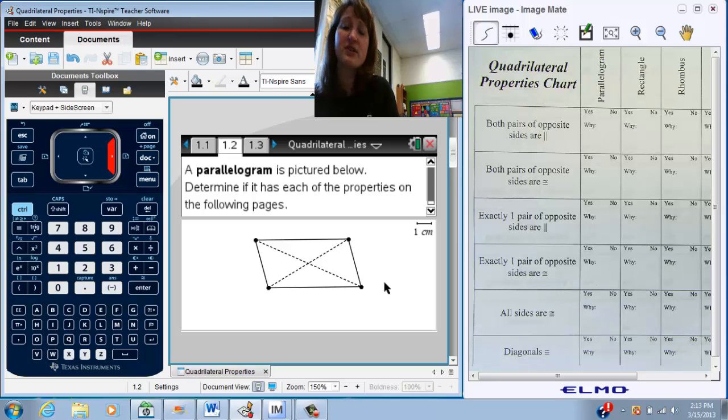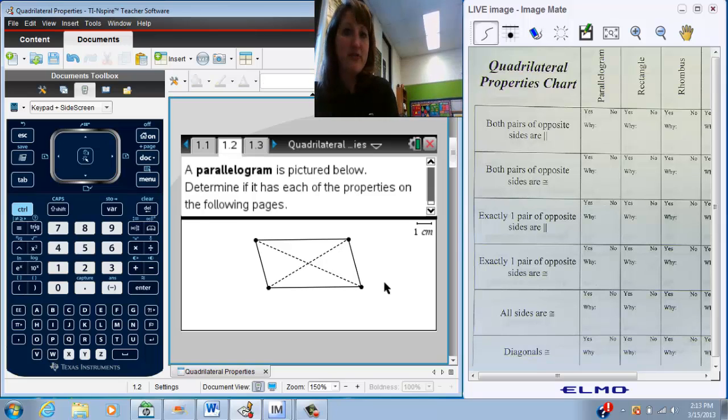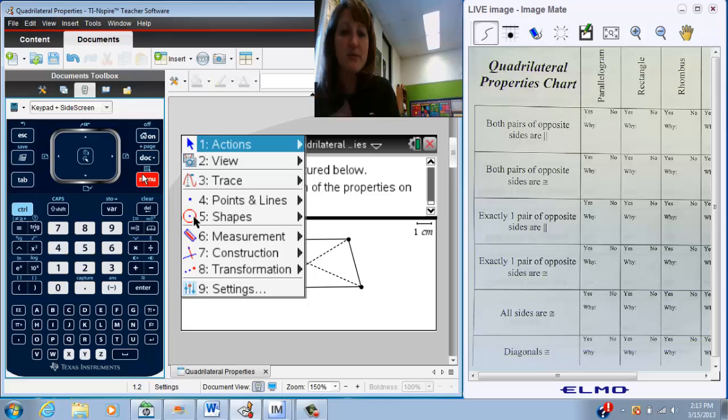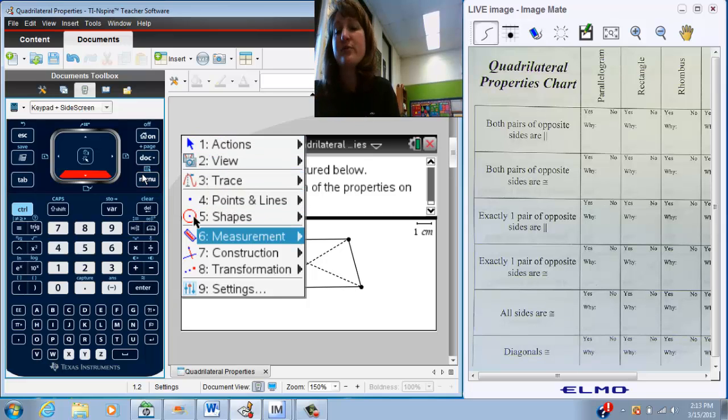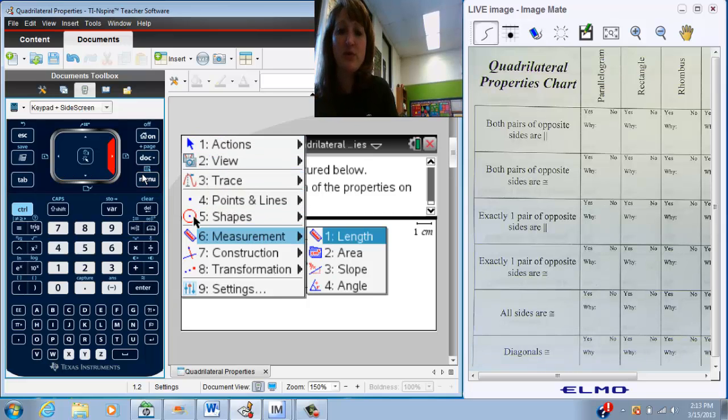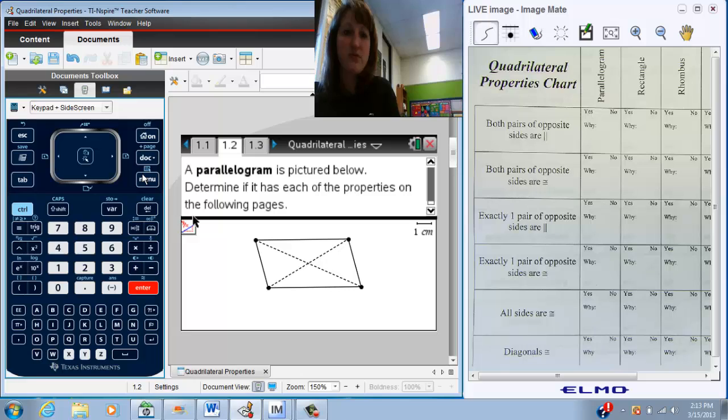So one thing, just to refresh your memory, if lines are parallel, it means that they have the same slope. So if I click on the bottom half of my screen and go to Menu, what we're going to do for most of these is measure something. If we look at our options, we can measure length, area, slope, and angle. Now, we said that parallel lines have to have the same slope. So the test that I'm going to do is measure the slope of each side.